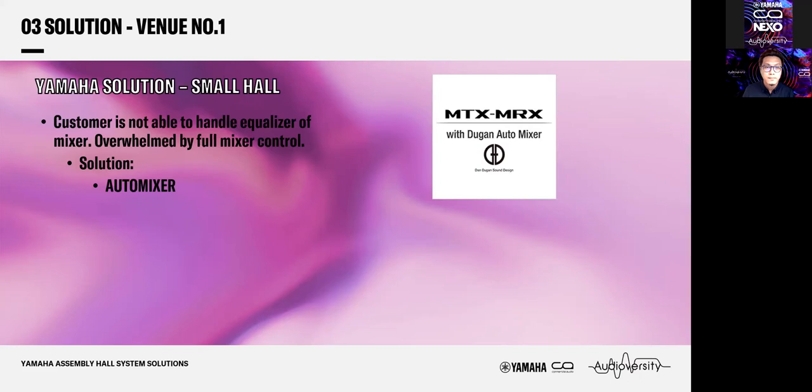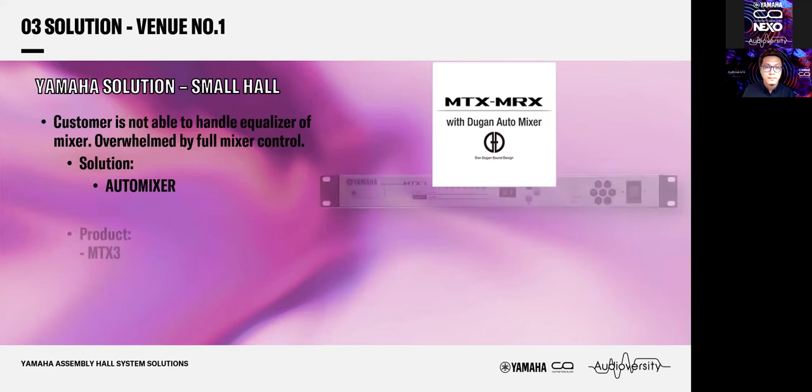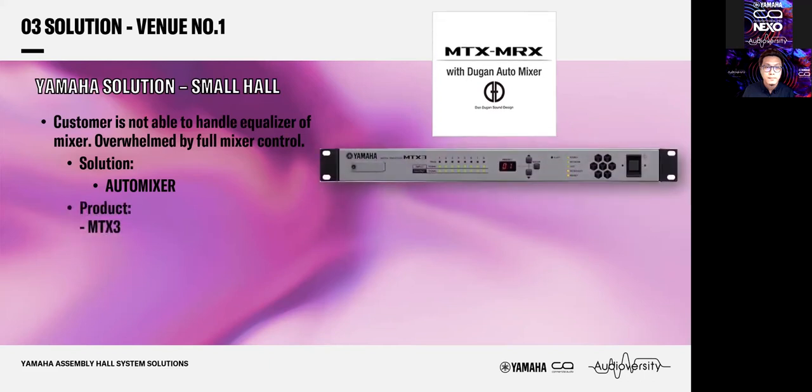However, in this case, if this algorithm is set properly, this will help the venue, this small hall, the people who are using it, to be able to run without even an audio engineer. So this algorithm does the work in the background. So we highly recommend this system, which is featured in our Yamaha DSP, the MTX3.